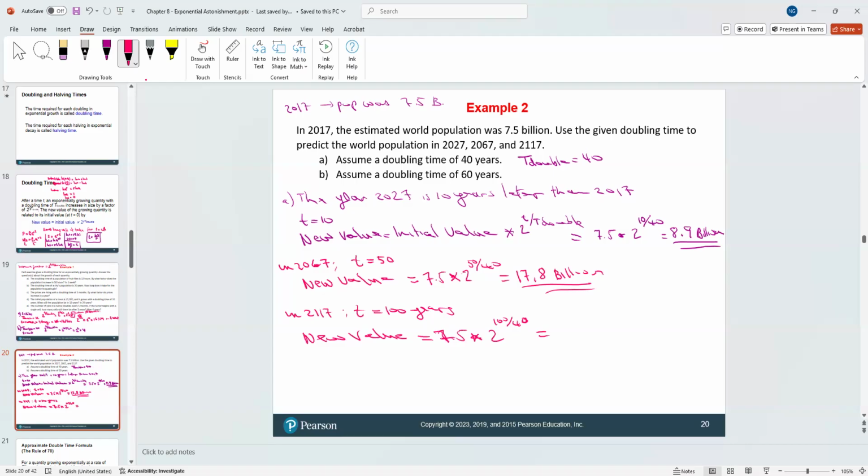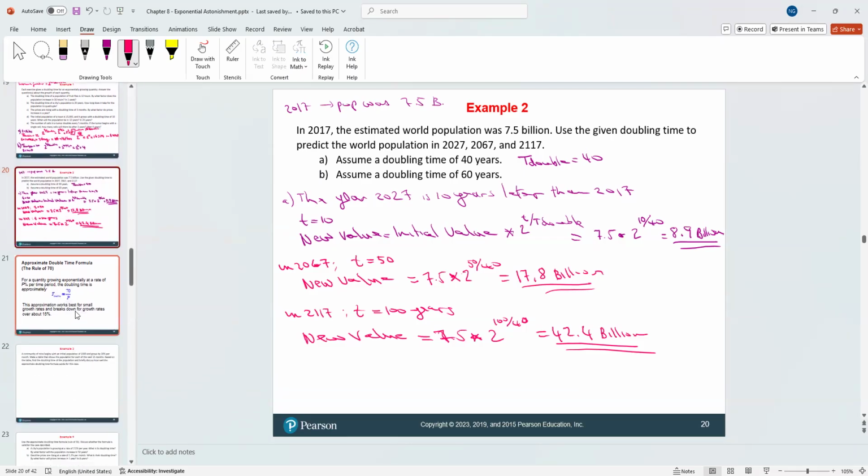So meaning if nothing is done to prevent the population from growing, in 1 century, 100 years from now, we're going to be 42.4 billion people, knowing the maximum capacity of the Earth's surface is about 12 billion for everyone to live and breathe peacefully on this planet. So it's very important to pay attention to global warming as the population keeps growing. So that's an example that we could use.